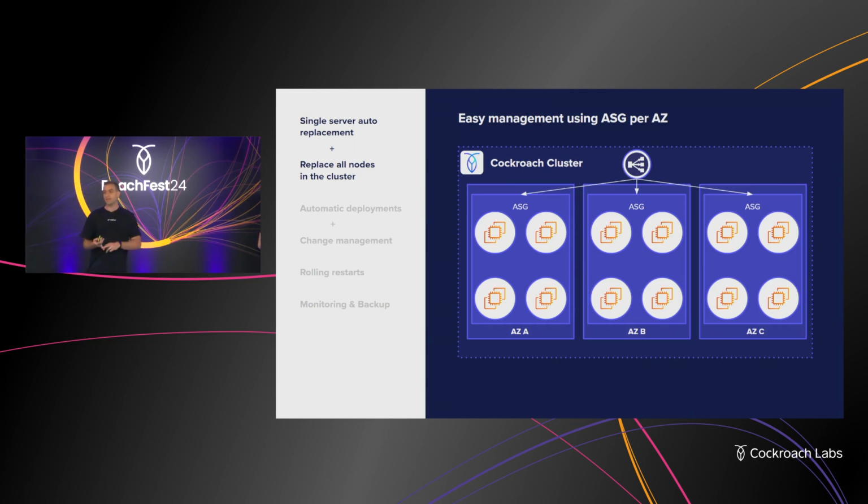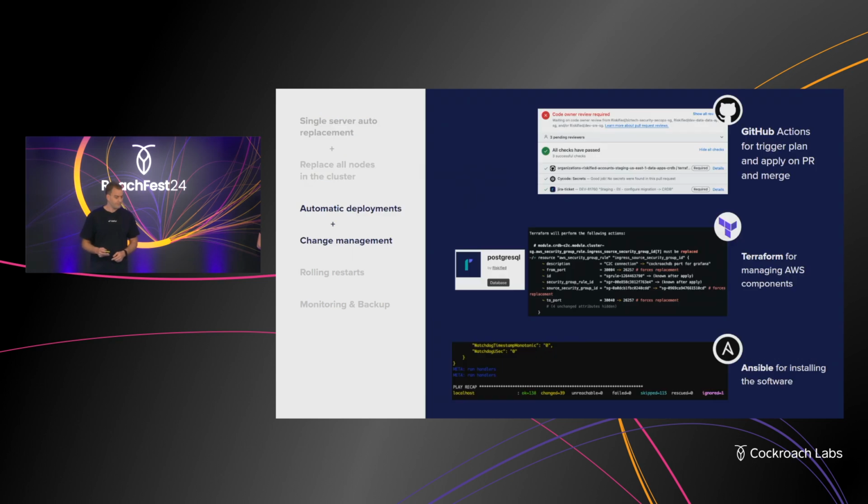That solves single server replacement. Auto-scaling group does that automatically. When a server is decommissioned, it spins up the new server. It also allows us to replace all nodes in the cluster by adding nodes to the ASG, having it rebalance, removing the old nodes, having it rebalance again, and then we're done with that. We do that with Cockroach. We do it with a lot of other technologies that we self-host in our cloud.